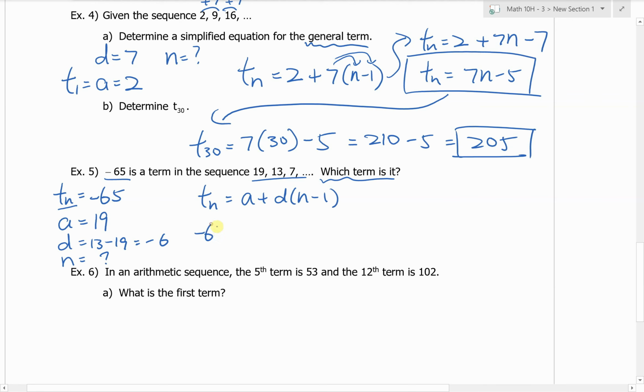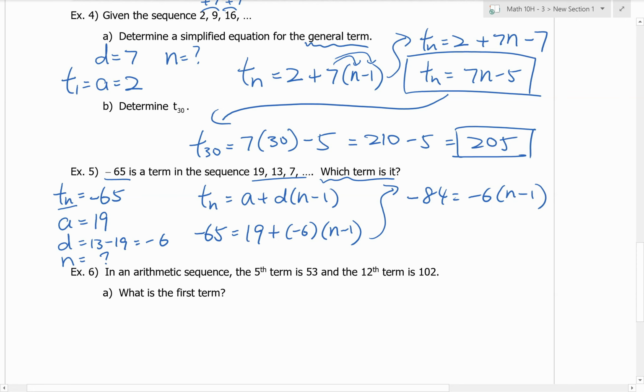Tn is -65. A is 19 plus the common difference, which is -6, times n minus 1, which we don't know what that is. Okay, so we can solve this linear equation. First I would like to move the 19 over to the left by subtracting 19. So you should get -84 equals -6 times n minus 1.